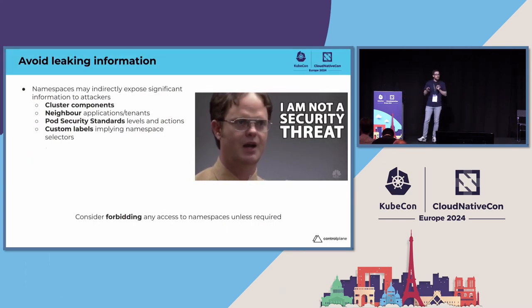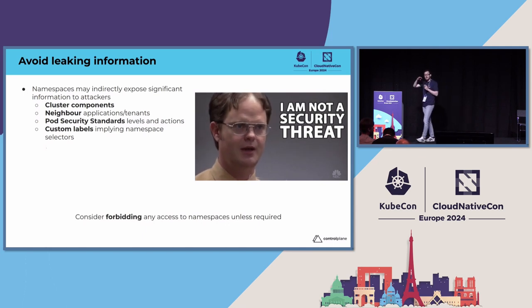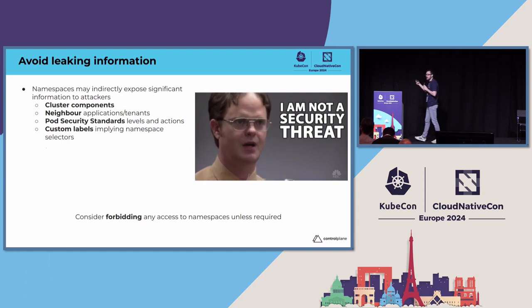So is it safe to actually grant read access to namespaces? Well, kind of. As we've seen so far, namespaces can still leak a lot of information, which is not sensitive per se, but might be useful for attackers. Like if you can list all namespaces in a cluster, for example, you might understand that there are specific cluster components running or that there are specific applications running. And we know that namespace names are also part of the DNS names of those applications. Obviously, if you can get an understanding of how a namespace is configured, you understand if there's a pod security standard level attached to it, or if there are any custom labels that might be used by attackers.